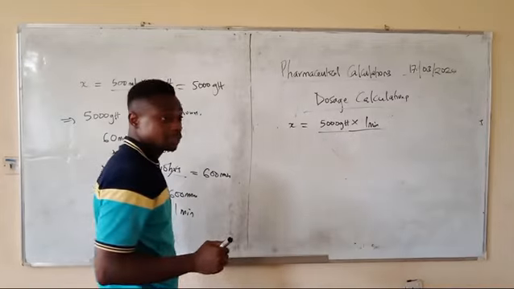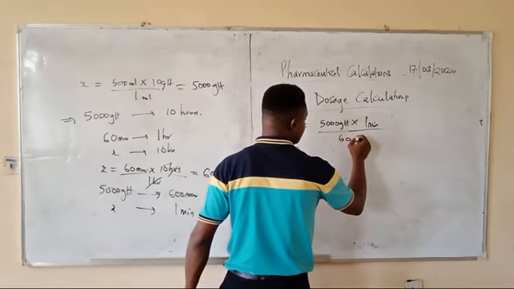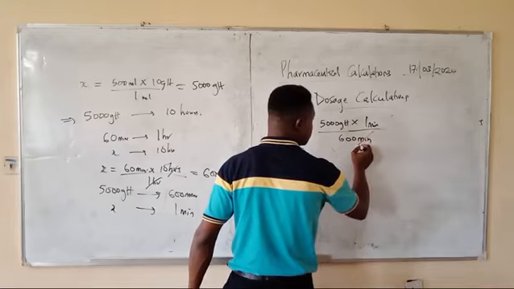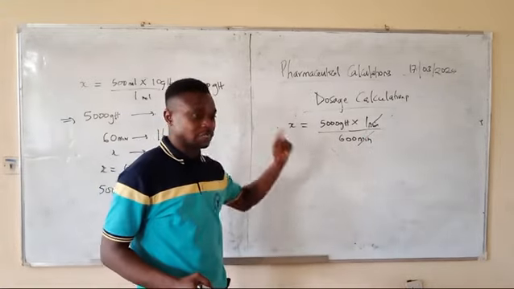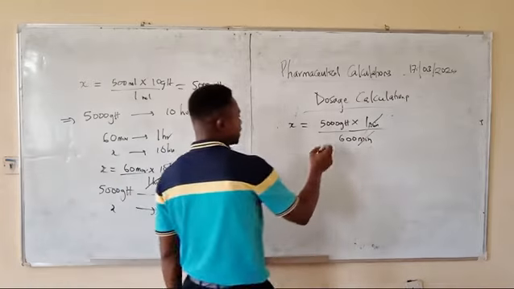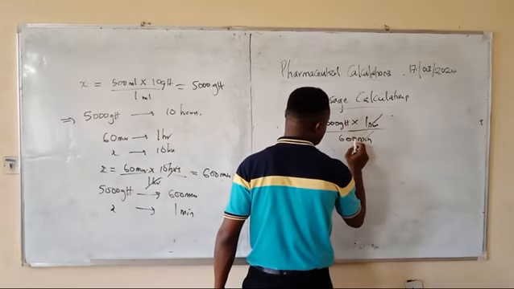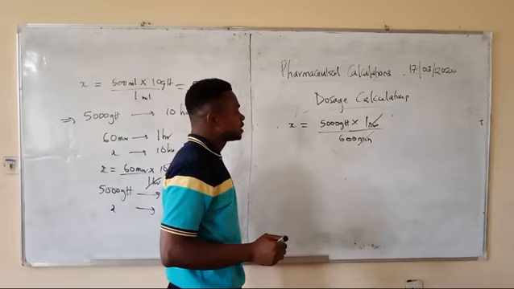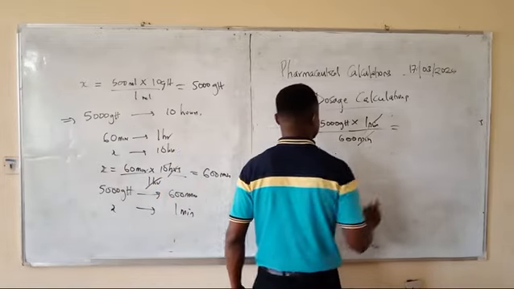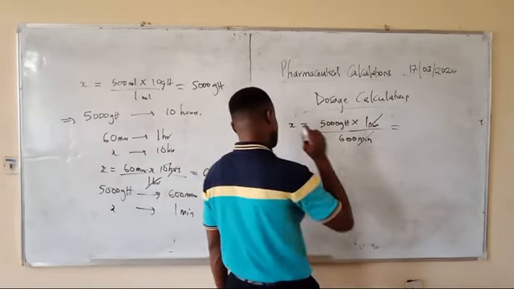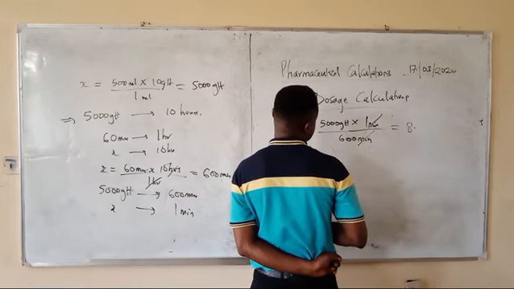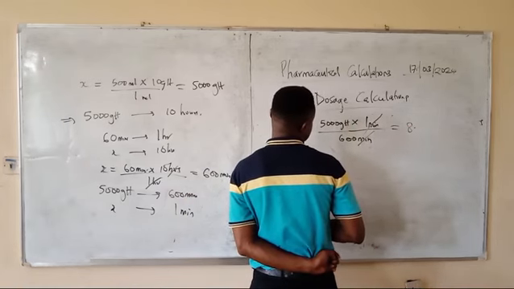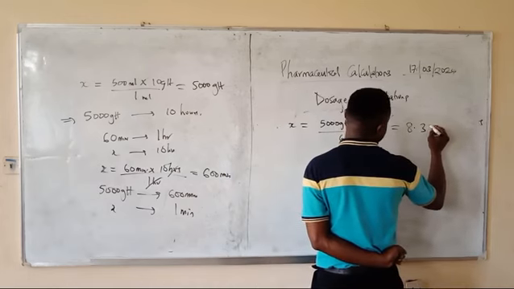So this is 5,000 times 1 minute, over 600 minutes. So minute cancels minute. So we now have 5,000 drops over 600. So simply divide 5,000 by 600. 20 will go, 20 will go. 50 divided by 60 will give you what? 8 point what? 8.33. Leave it at 8.33.